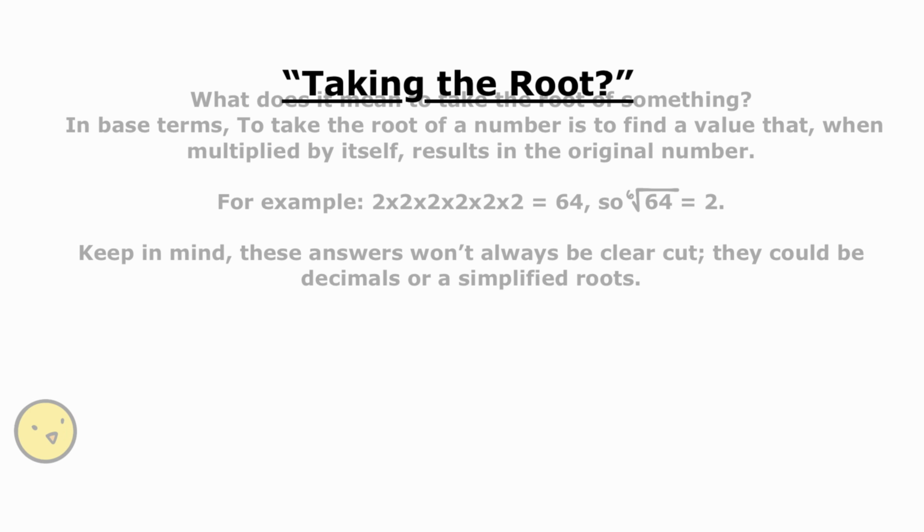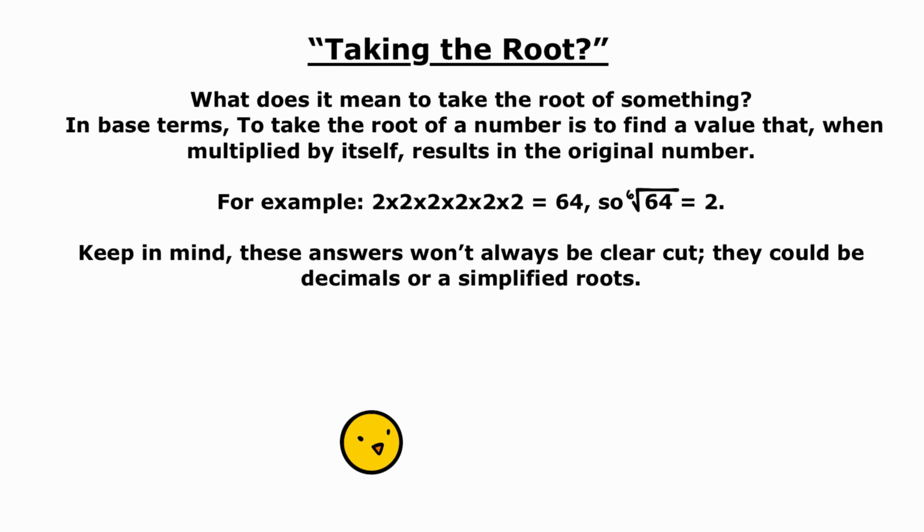Taking the root? What does it mean to take the root of something? In base terms, to take the root of a number is to find a value that, when multiplied by itself, results in the original number. For example, 2 times 2 times 2 times 2 times 2 times 2 equals 64. So, 64 to the 6th root equals 2. Keep in mind, these answers won't always be clear-cut. They could be decimals or simplified roots.